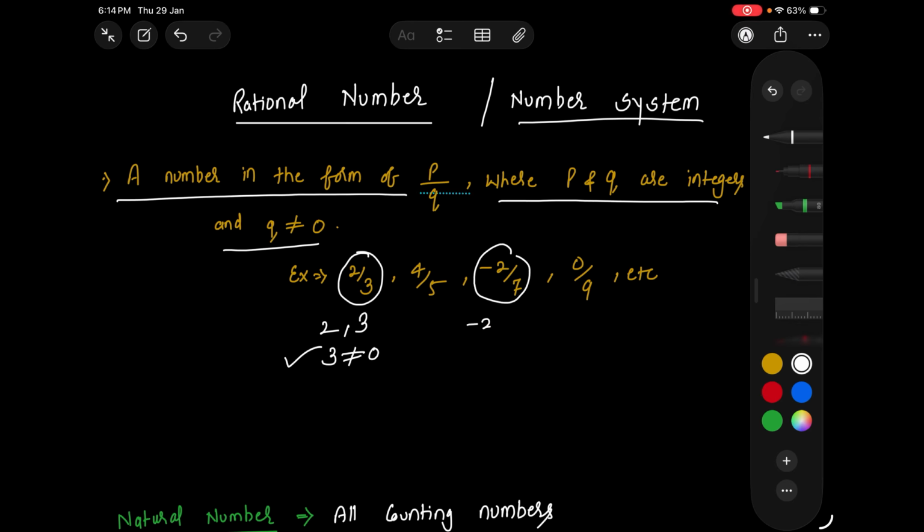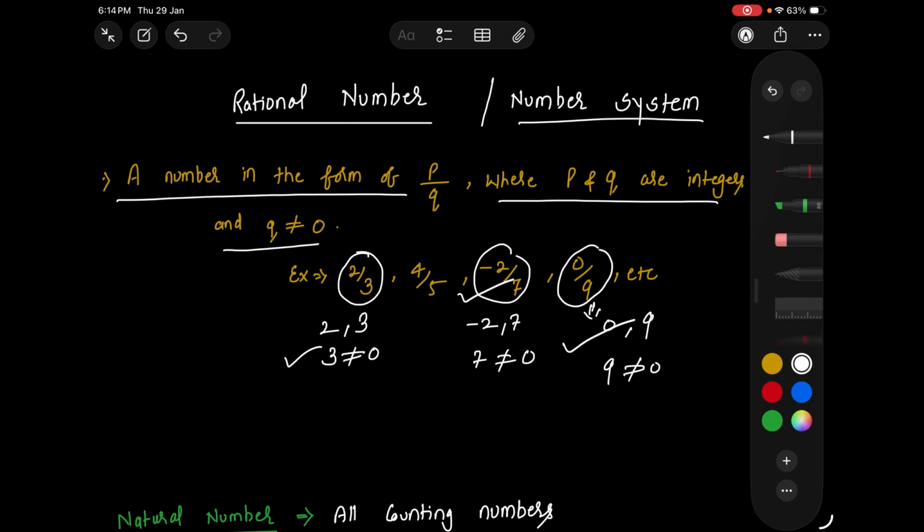Suppose minus 2 upon 7. Here minus 2 is an integer, 7 is an integer, and 7 of course does not equal 0. So this number is also a rational number. Let's take the example of the third one. Here 0 is an integer, 9 is also an integer, and 9 does not equal 0, so it is a rational number.